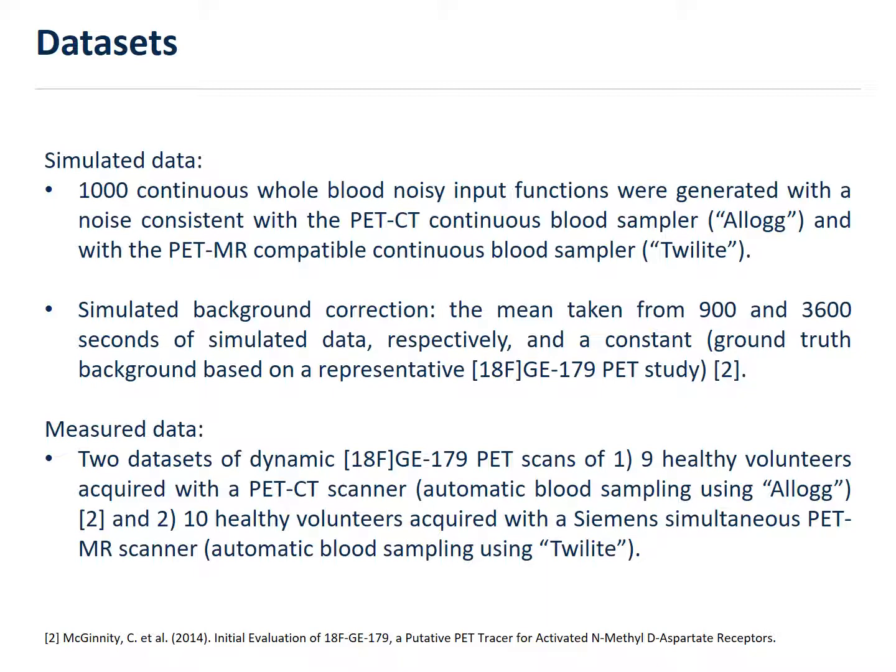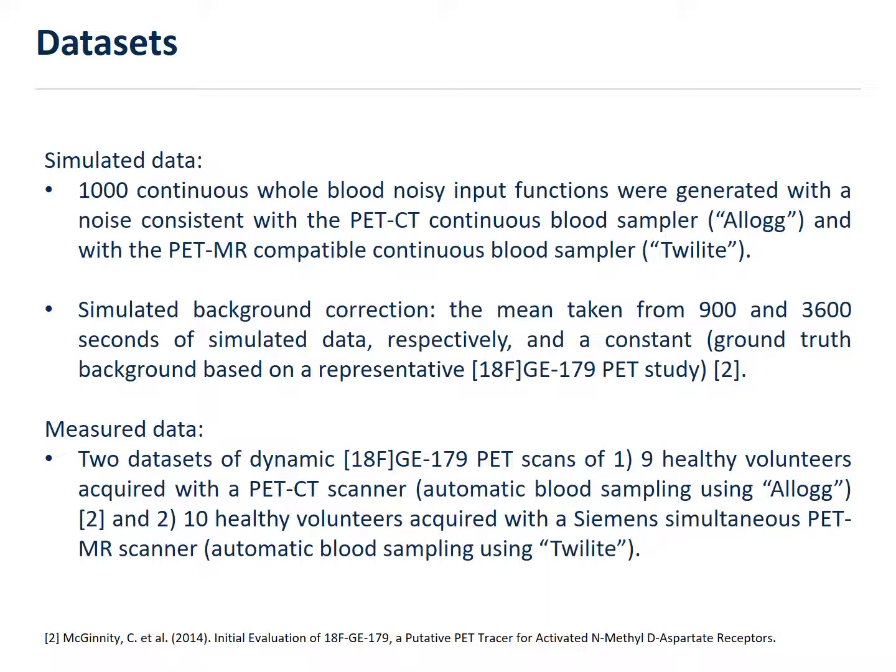Due to the high background noise of the Twilight system, background correction was simulated in three different ways: as a constant, corresponding to the ground truth background, and as a mean taken either from 900 and 3,600 seconds of simulated data, respectively. For the input of Multi-Blood, as per typical scanning protocol, continuous blood data was simulated for the first 15 minutes following injection.